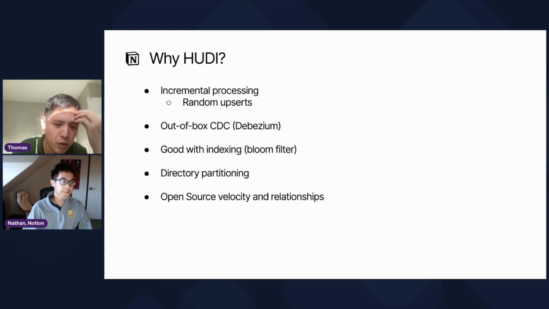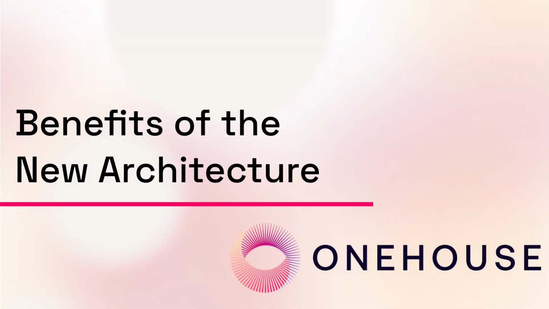We saw really good open source velocity, and we already had relationships set up internally with OneHouse. Early members of our data platform team worked closely with the OneHouse team, and we thought that was invaluable for being able to get up our data lake architecture in a fairly short amount of time. Our open source relationships with OneHouse were really essential to the success of bringing this technology to Notion. The ability to not have to reinvent the wheel for a lot of these components was really valuable.